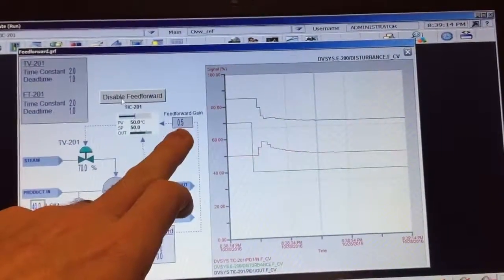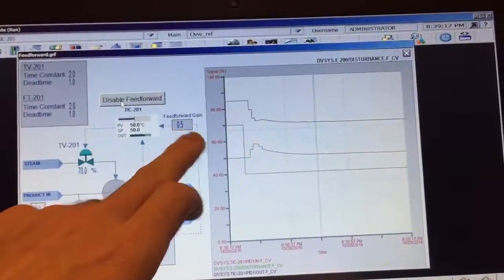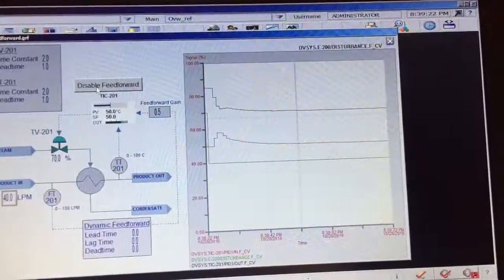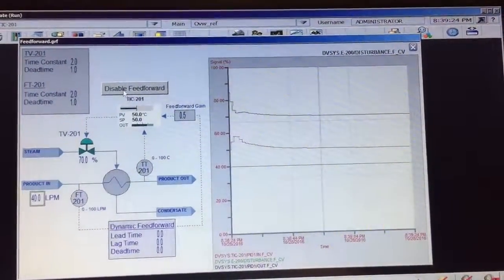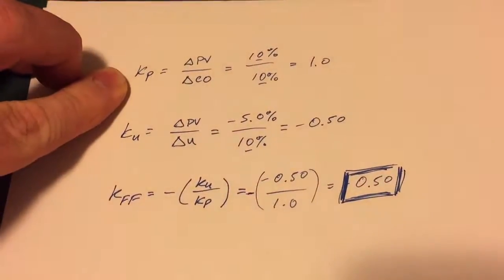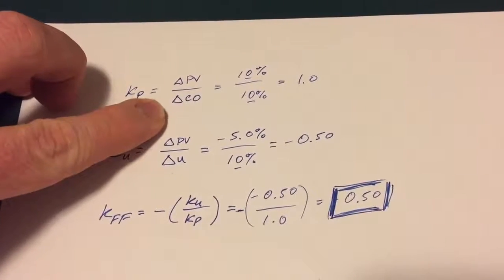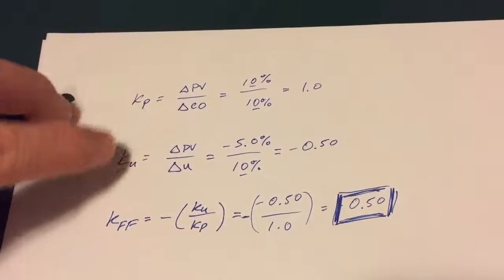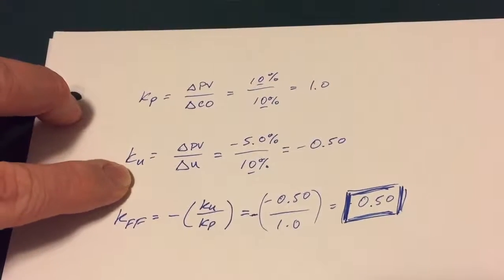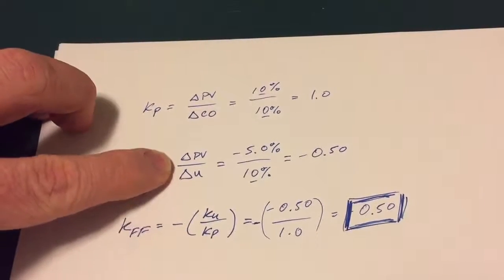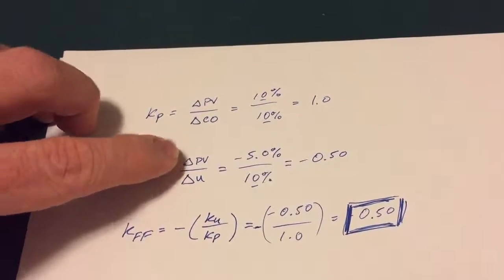I've already done our calculations to figure out the feedforward gain. I bumped the disturbance, watched the process variable, bumped the controller output with the control loop in manual, and watched the process variable, and came up with these calculations here. Figured out the gain related to our manipulated variable to controller output, Kp, the gain of our process, and Ku, representing our disturbance, the change in our disturbance, change in the process variable.